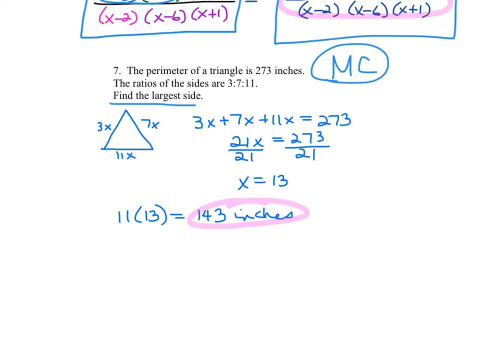So again, perimeter means to add up all the sides. Again, 3, 7, 11 is the ratio. It's not necessarily the numbers. So here, the largest side would have been the 11x, and that ended up being 143. Again, a multiple choice question.